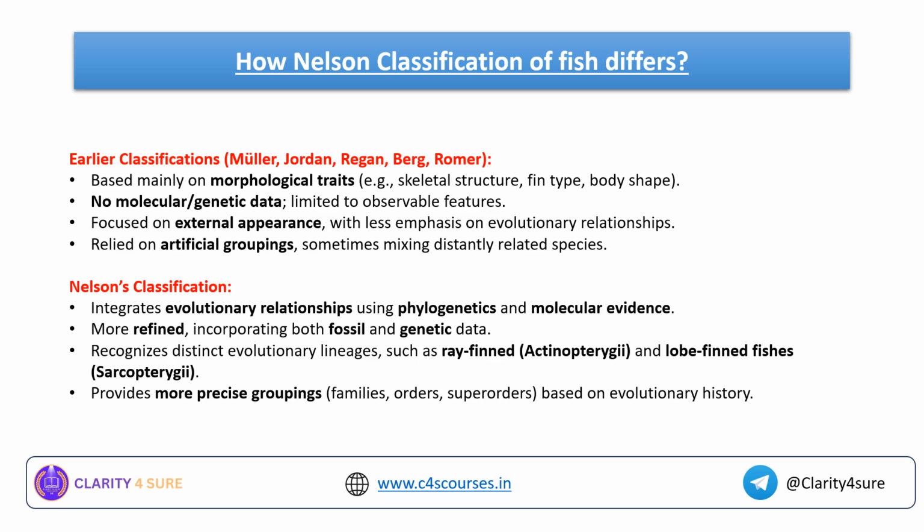But what makes the Nelson method more significant to contemporary times? Because it integrates evolutionary relationships using phylogenetics and molecular evidence. It means the data is more refined, using both fossil and genetic data. Most important, as I was telling you regarding the classes, it recognized distinct evolutionary lineages such as ray-finned and lobe-finned fishes. It provides more precise grouping, in the sense of precise families, orders and superorders based on the evolutionary history of a particular fish. In this way, the Nelson classification differs from the previous classifications of fishes by other scientists.